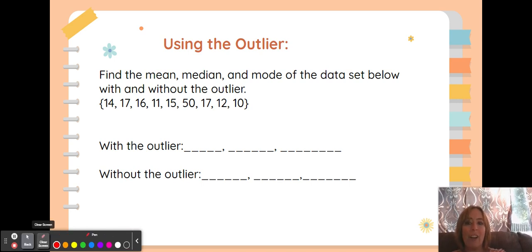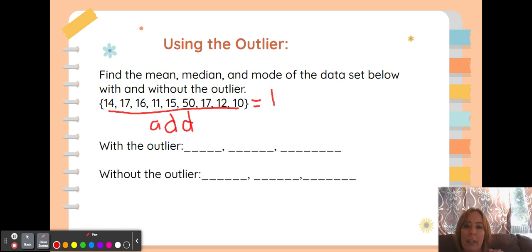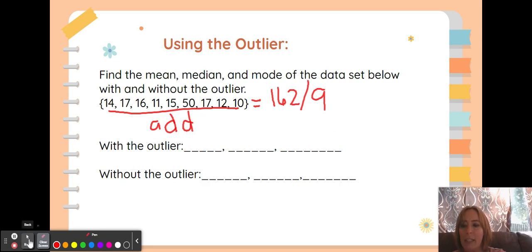We know that we're going to add all these, right? We add, and we add all those, we get 162. Now, there's 9 values, so I'm going to divide that by 9. And when I divide that by 9, it gives me a mean of 18.